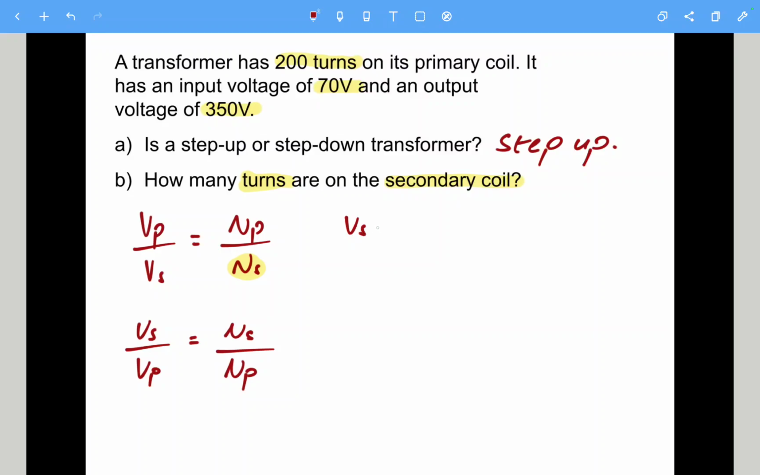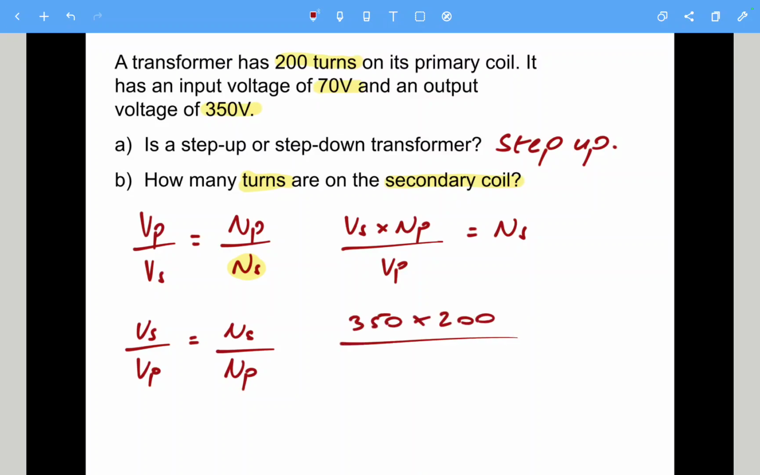So it's voltage secondary times number of turns on the primary divided by voltage primary equals number of turns on the secondary. So the secondary voltage is 350 times 200 turns on the primary coil divided by primary voltage, which is 70 volts. That gives us 1000 turns. Alright, let's move on.